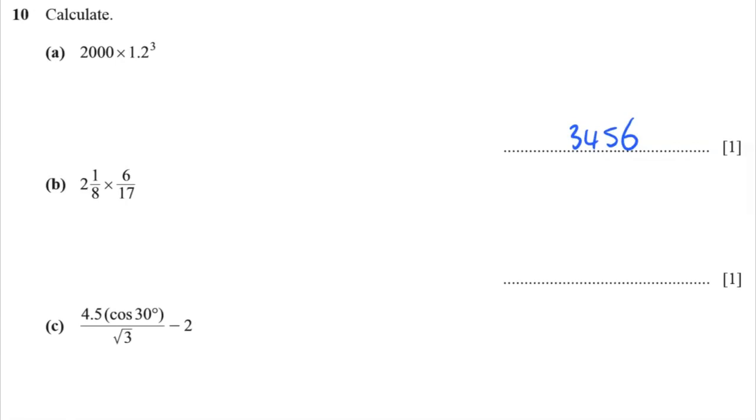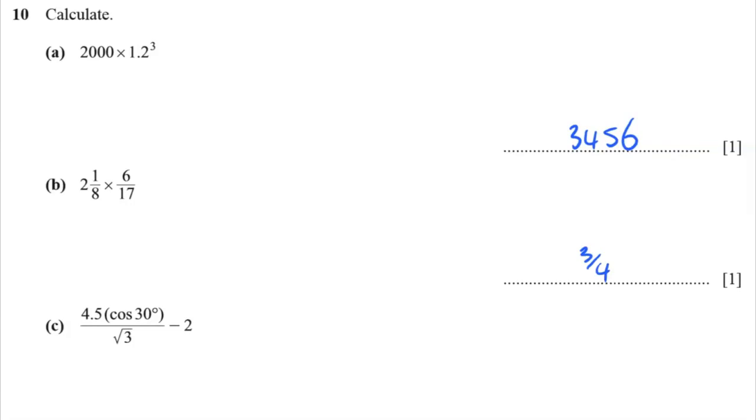For the next one, it's a little tricky entering mixed numbers into your calculator. Let's turn the mixed number into an improper fraction. 2 8s are 16 and 1 makes 17. So let's turn 2 and 1/8 into 17 over 8 and then multiply that by 6 over 17. It should stop us from making mistakes. Calculator says that's 3/4. We probably could have worked that out by cancelling the 17s as well.